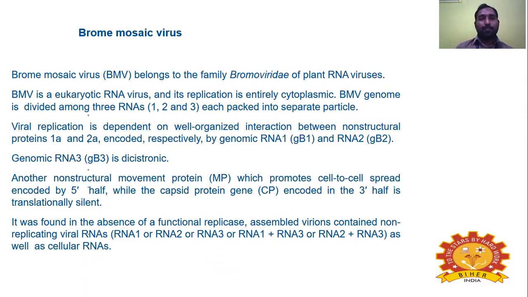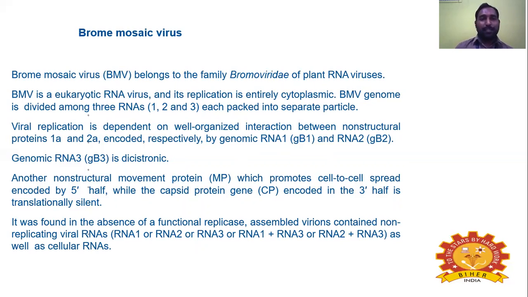And this is the brome mosaic virus. This is another type of viral vector. This brome mosaic virus belongs to the family Bromoviridae of plant RNA viruses. This is usually a eukaryotic RNA virus. Its replication is entirely cytoplasmic, and the genome is divided into 3 RNAs, that is 1, 2, 3, and packed into separate particles.